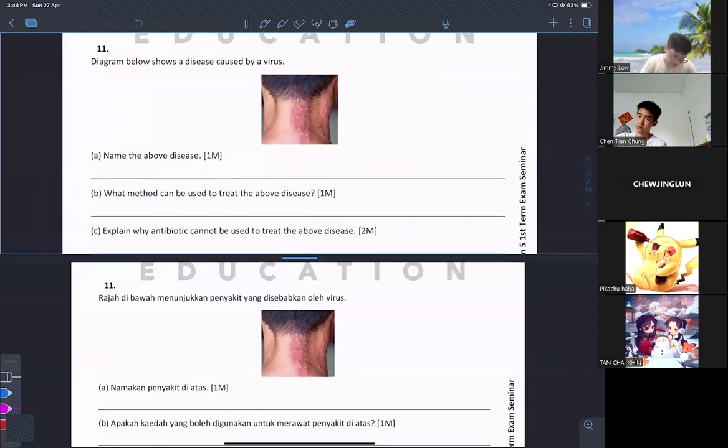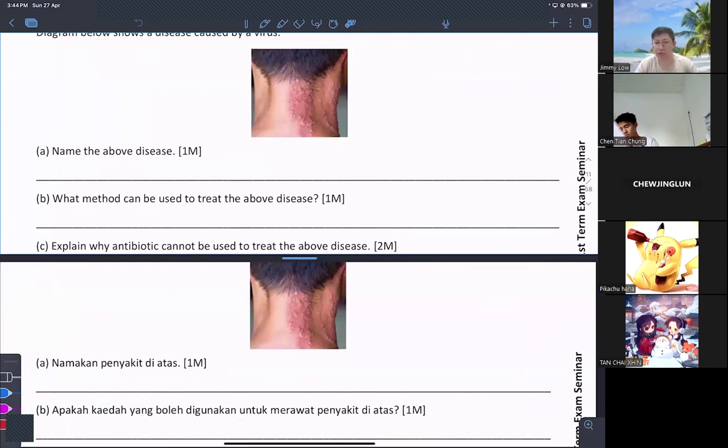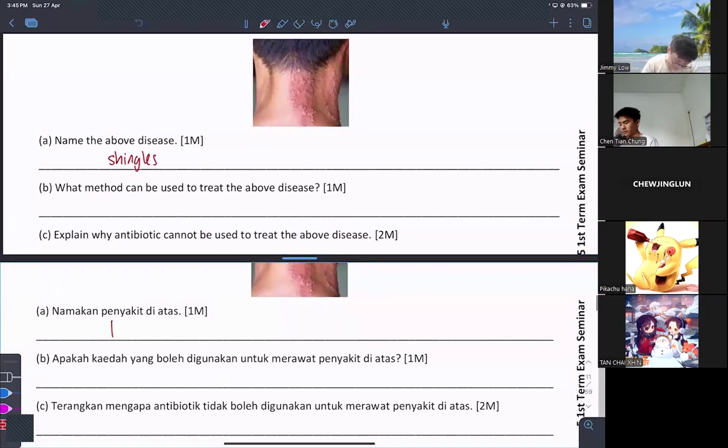Okay, name the above disease. This disease is so-called shingles, caused by virus. What method can be used to treat the above disease? Yeah, this is what I mentioned just now.